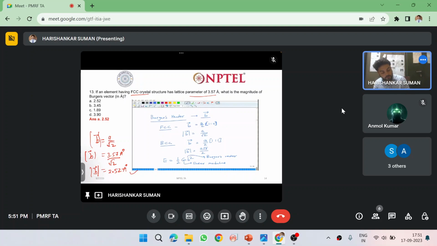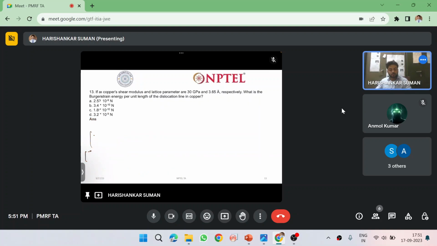Okay, next. Copper's shear modulus and lattice parameter are 30 gigapascal and 3.65 angstrom respectively. What is the elastic strain energy per unit length of dislocation line in the copper? Please calculate. You have 5 minutes. Please calculate.